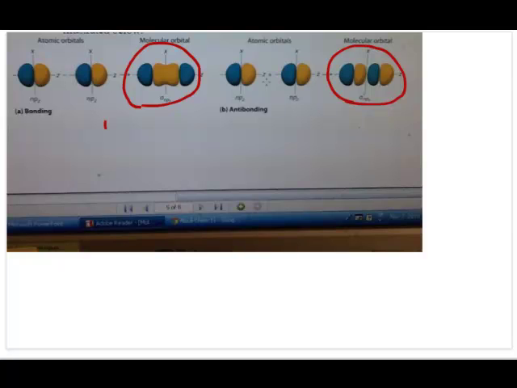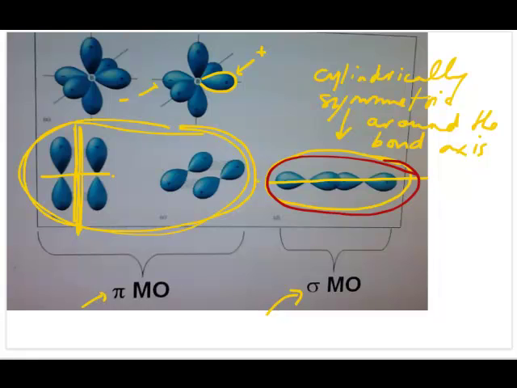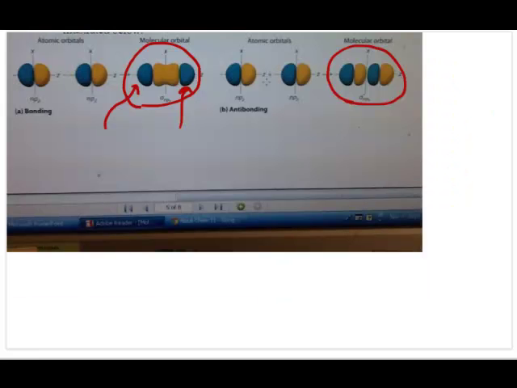The different colors here, blue and yellow, just indicate the phases. Remember that a p orbital can be either positive or negative, as I said here. One lobe is positive, the other one is negative. So this is really what that means. That's showing that one side is positive and the other one is negative.